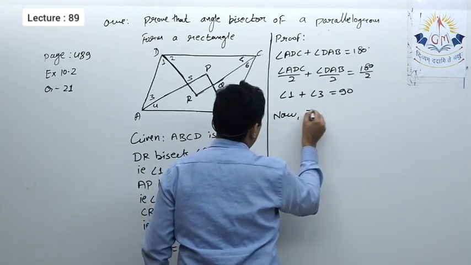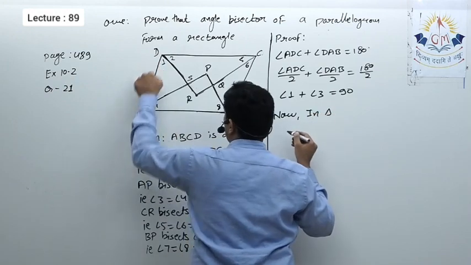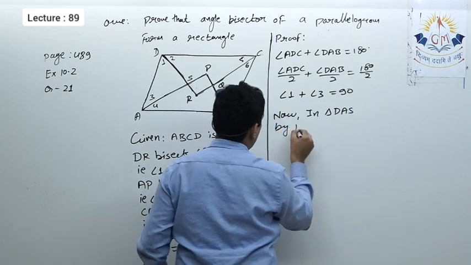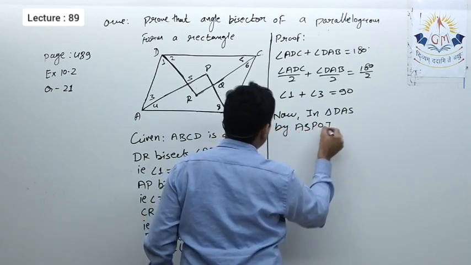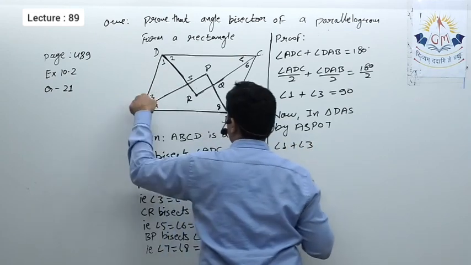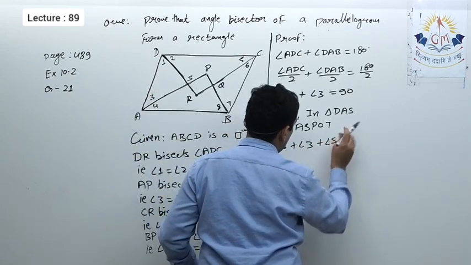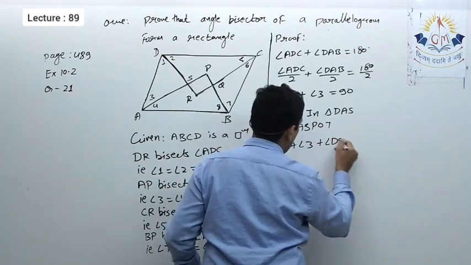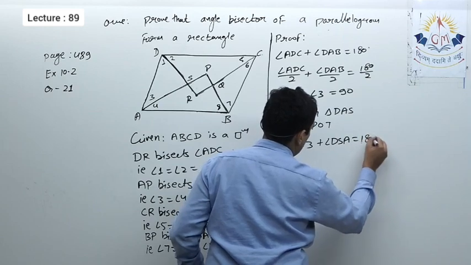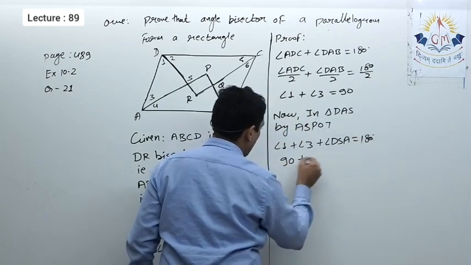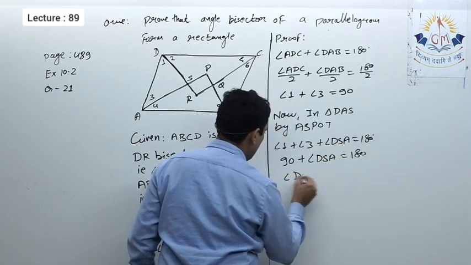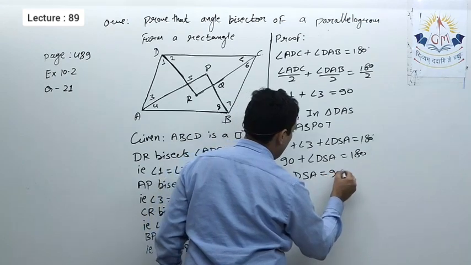Now in triangle DAS, by the angle sum property of a triangle, I can write angle 1 plus angle 3 plus angle DSA is equal to 180 degrees. So 90 plus angle DSA is equal to 180, that is, angle DSA is equal to 90 degrees.